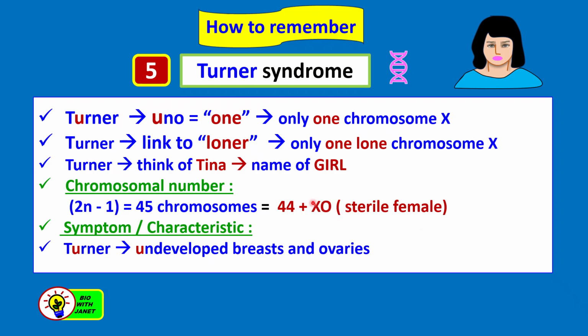But because the child has only one X chromosome, the symptom or characteristic is, again, we look at the U. This time for Turner, we look at the U. U for undeveloped breasts and ovaries. So the female secondary sexual characteristics are not so well developed, because of the lack of another X chromosome. Normal females have two X chromosomes in each diploid cell. But the Turner syndrome child has only one X chromosome. So undeveloped breasts and ovaries and undeveloped secondary characteristics for females.